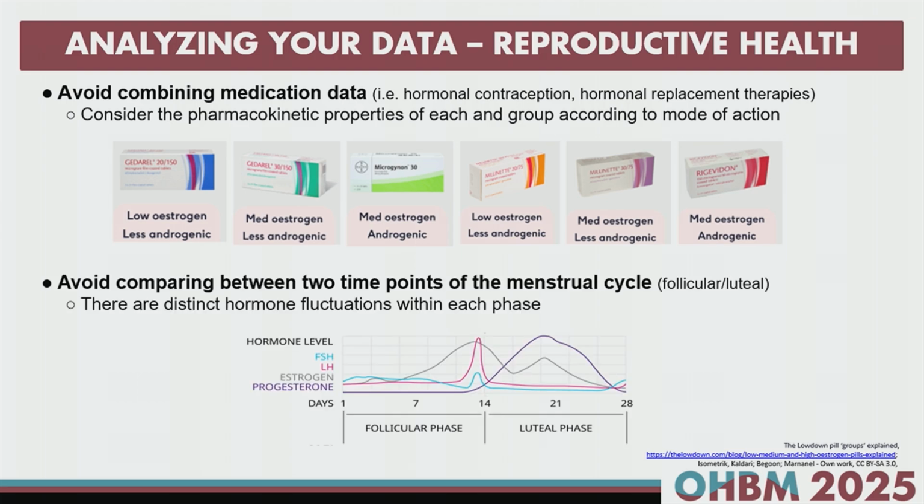Also, avoid comparing between two stages of the menstrual cycle. There's a lot of variability in hormonal concentrations within each of the phases, so it's important to articulate, within the follicular phase, is the sample ovulating or not? Because you can see there's a lot of different things happening depending on where you are within the phases themselves.